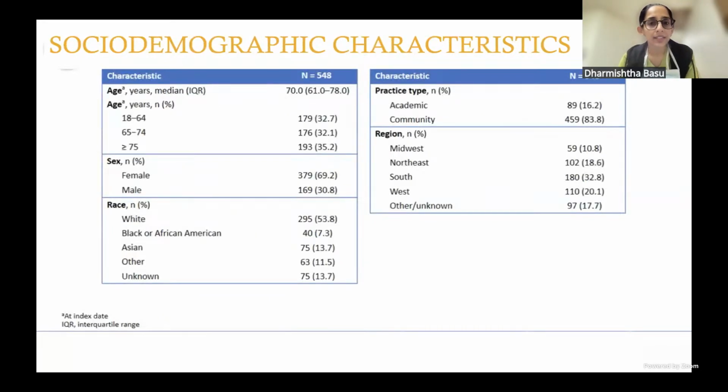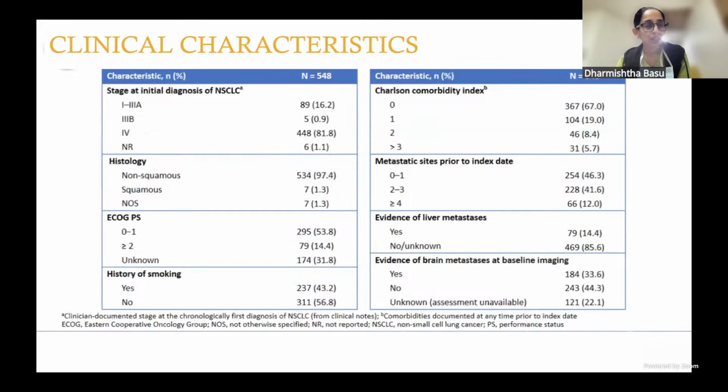So here we can see that the age distribution is pretty similar to the OSIFACT and the FLOWER trial. The median age at diagnosis is around 70. Females are more common, around 70% as opposed to around 30% male. Whites are the predominant population, with 80% belonging to stage 4, which is pretty similar to the baseline demographic characteristics of the previous studies. Non-squamous histology is 97.8%, which was around 98% adenocarcinomas in the previous 2 studies.